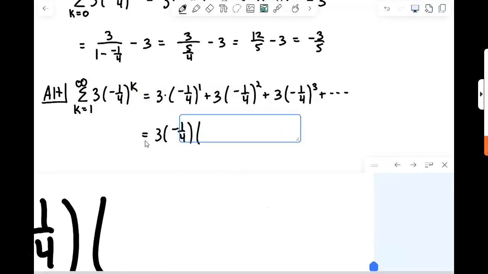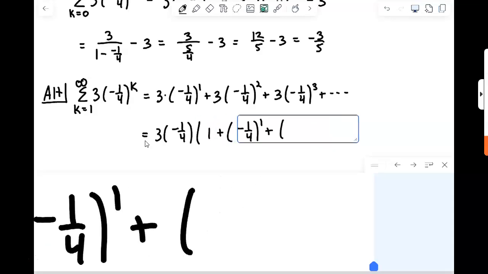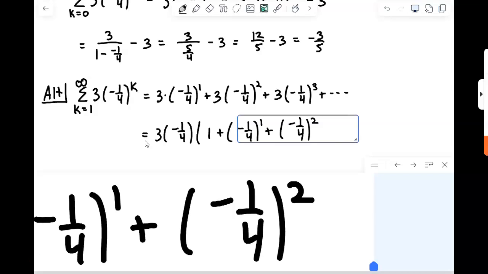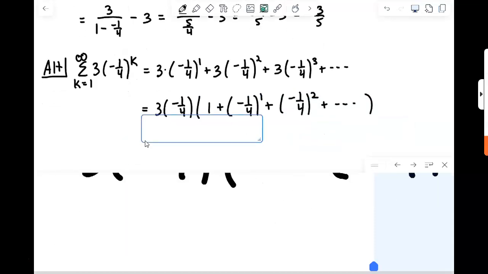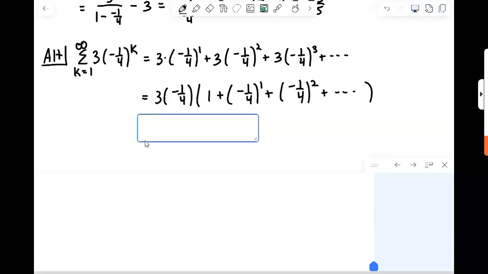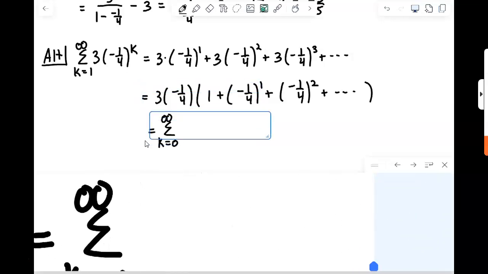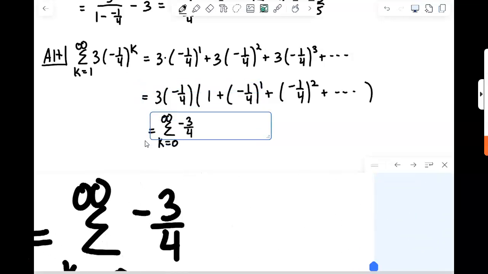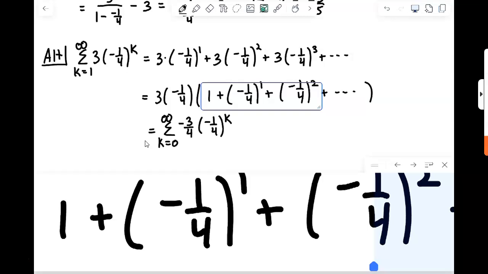my first term is now a 1. And now when I pull it out here, I'll have a negative 1/4 to the first plus negative 1/4 to the second, and so on forever. Okay. So on and so on forever. So I can actually write this now as the sum as k goes from 0 to infinity of negative 3/4 times negative 1/4 to the k, because my sum's starting with 1 now. There, my sum is starting with a 1 there.